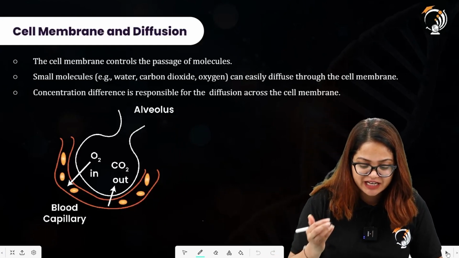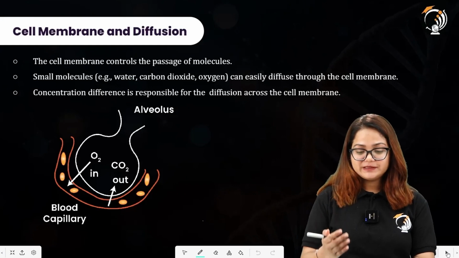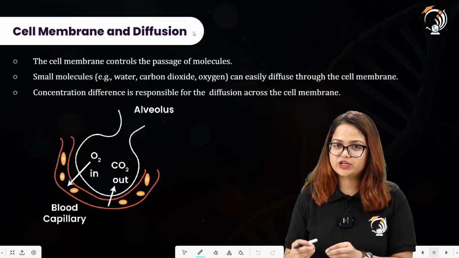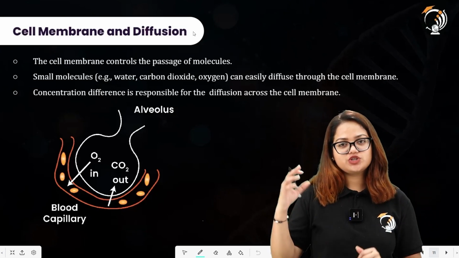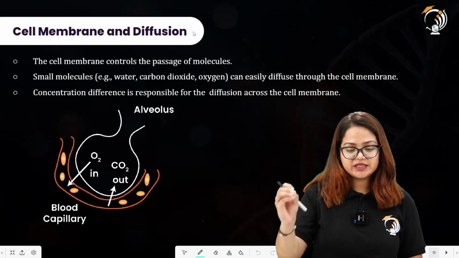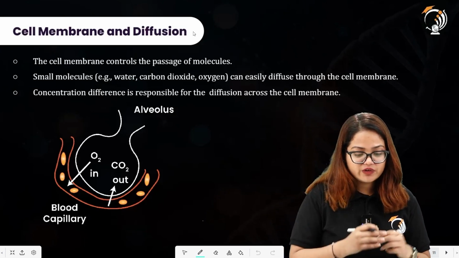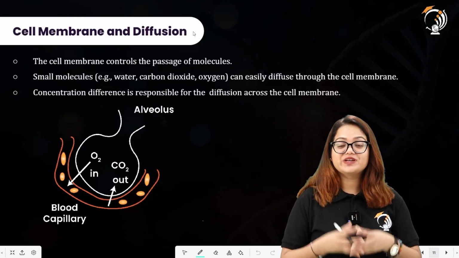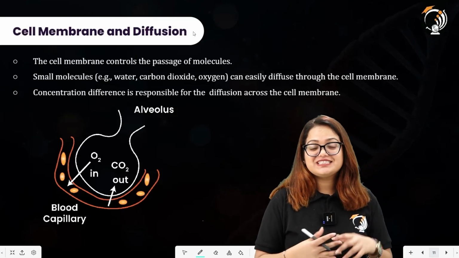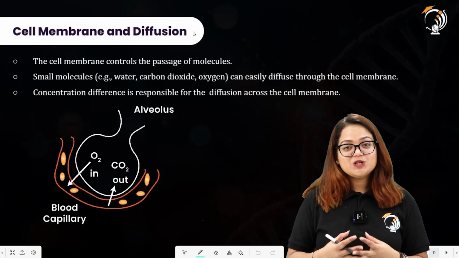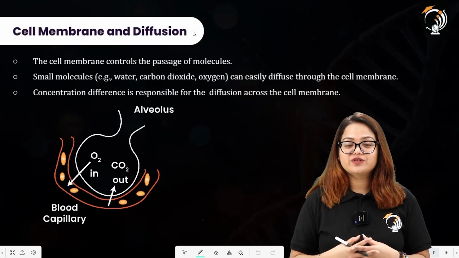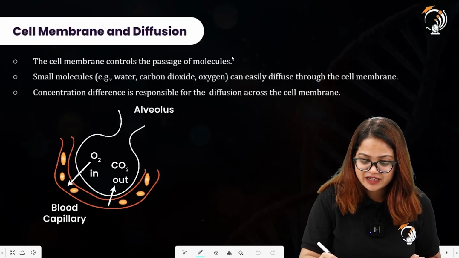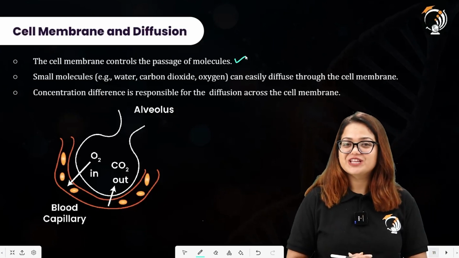Now talking about the cell membrane and diffusion. Since we have just talked about what diffusion is, it is the movement of molecules from a region of high concentration to a region of low concentration. Now I hope you are clear with this terminology of diffusion. Since the cell membrane is selectively permeable, or you can say partially permeable, or semi-permeable in nature, it also performs the process of passing molecules across it. The cell membrane controls the passage of molecules, all right.